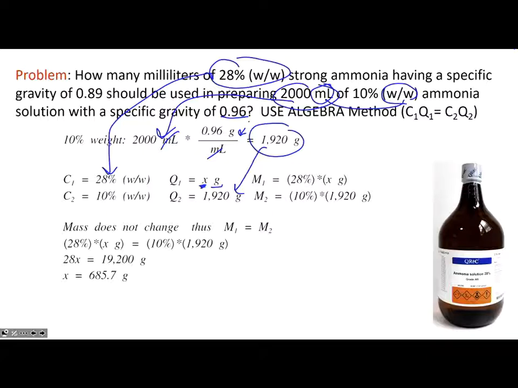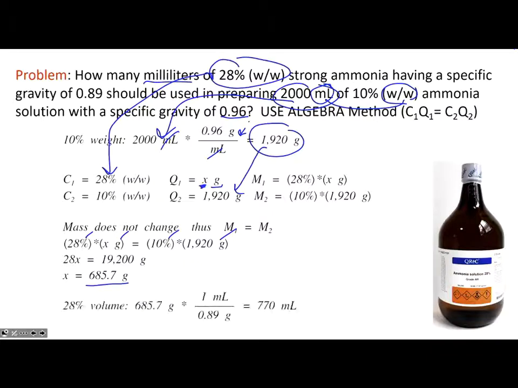All right? So let's do a unit check here: percent, grams, and grams. So I can drop the units and just solve. 28 times X is 28X, equals 10 times 1,920, which is 19,200. I divide both sides by 28, and I find that X equals 685.7 grams. That truly is the amount of my 28% concentration that I need. But the question did ask for the final what? Milliliters. It wanted the final volume.